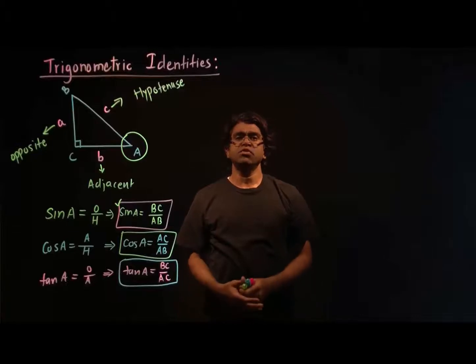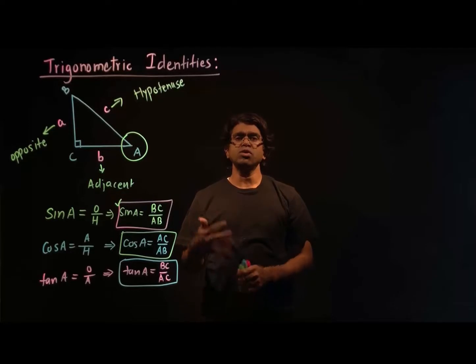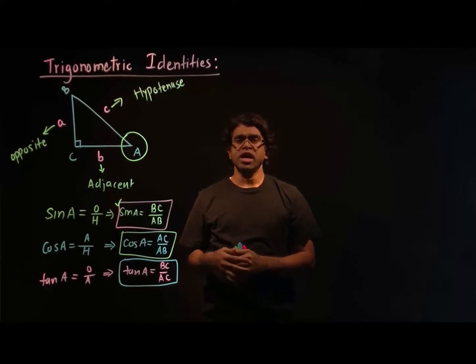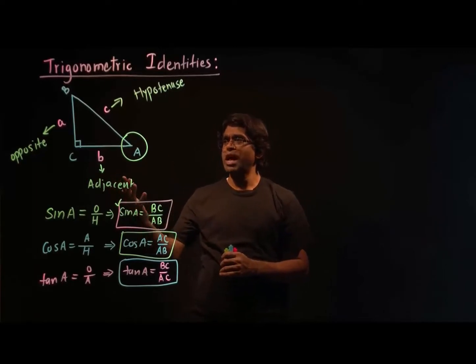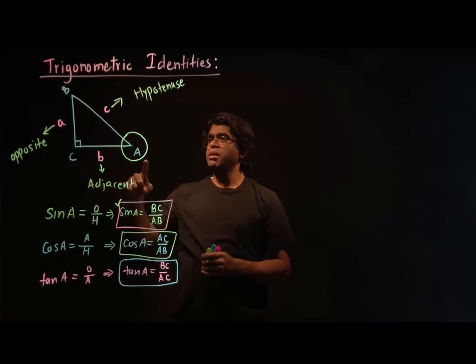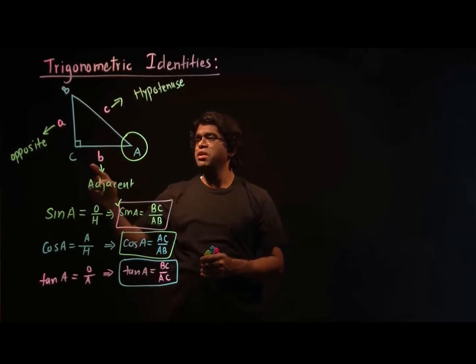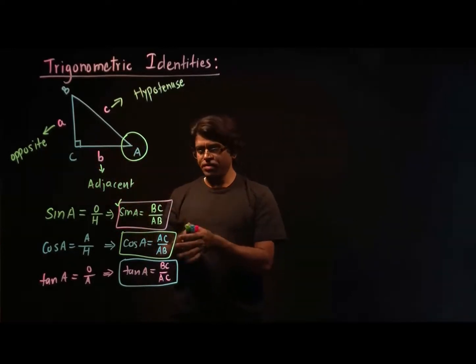In our last video, we talked about the trigonometric identity. What we are going to do is continue the same discussion and talk about some more trigonometric identities. So I'm going to use this triangle from the last video. As you can see, I have a triangle ABC where A is the reference angle.